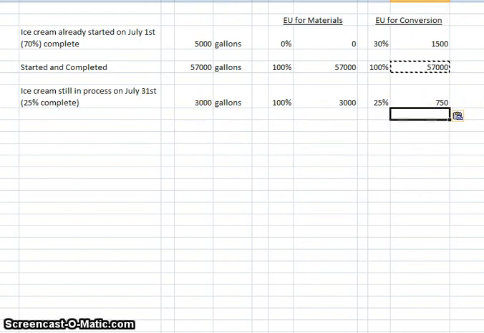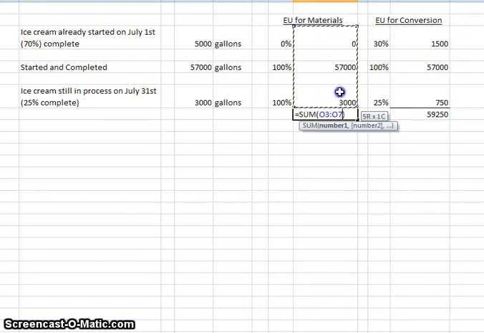So our total equivalent units for conversion cost is 59,250. And our total equivalent units for materials is 60,000 units. All right, that's where we are right now.